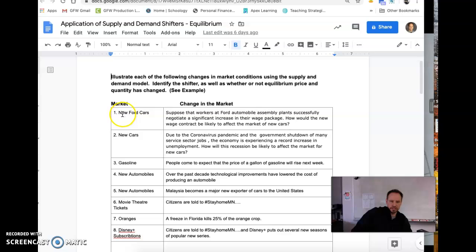It says we're looking at the market for new Ford cars, and the change is: suppose that workers at the automobile plant have successfully negotiated an increase in their wage packages. So essentially the workers have said, hey, we need to get paid more. They've organized, maybe they went on a strike, but they have somehow negotiated an increase in their wages. It now costs Ford more to pay their workers. So how would the new wage contract be likely to affect the market of new cars?